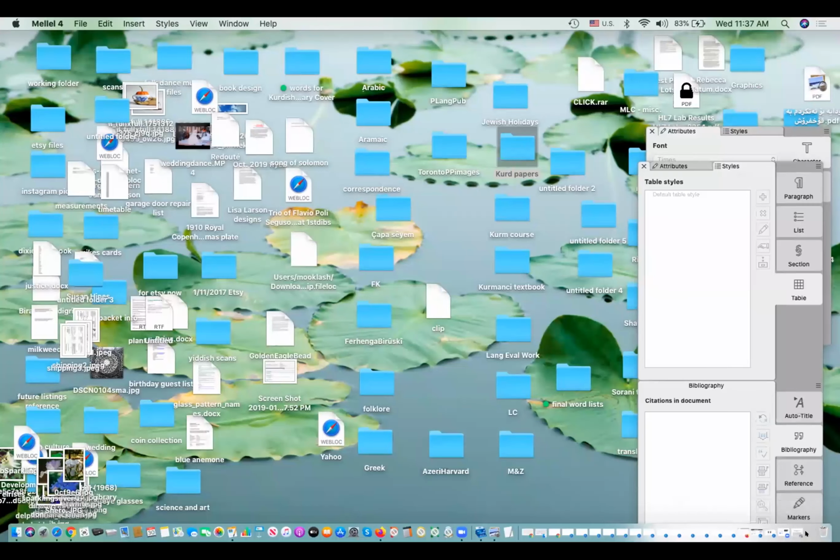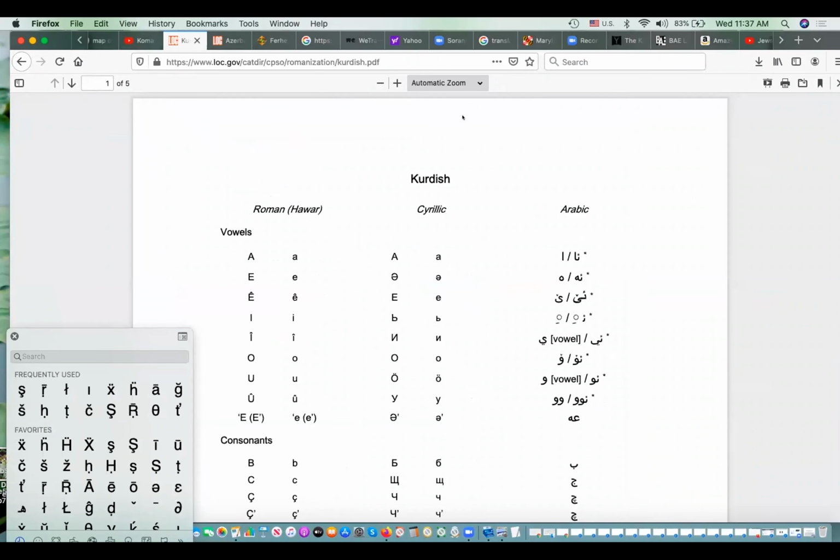First, I'm going to talk about the Kurdish. I'm going to compare the Kurdish Romanization system with the Azerbaijani Romanization system, because both of them are languages that are written in 3 alphabets, actually the same 3 alphabets generally.